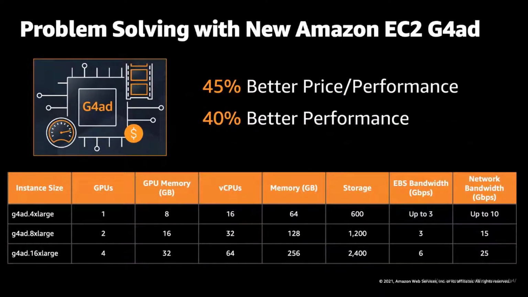With these instances, we offer 3 different instance sizes so that you can right size your instance to your compute needs. The 3 sizes we offer are the 4x large, the 8x large, and the 16x large, which give you a range of 1 to 4 GPUs, depending on how much GPU compute power you need for your workload. They also offer up to 64 vCPUs and 256 gigabytes of memory. So like our general purpose instances, they also have a 4-to-1 ratio of memory to vCPUs.